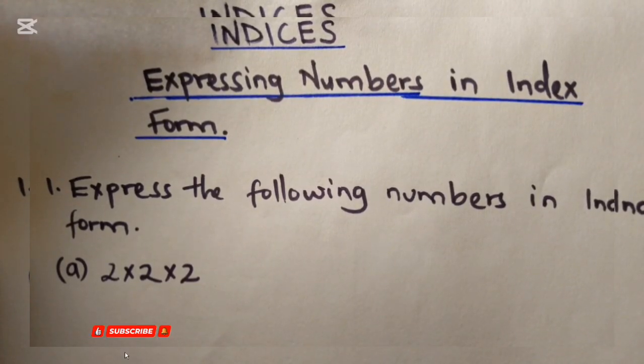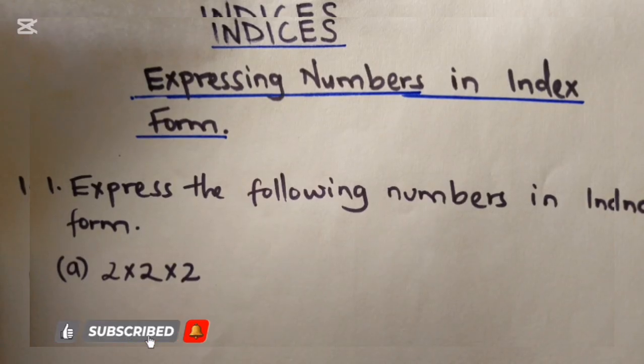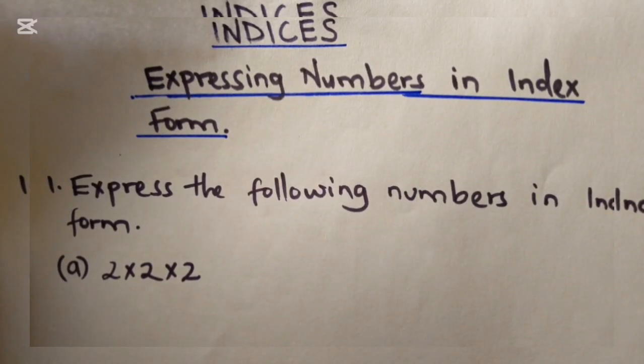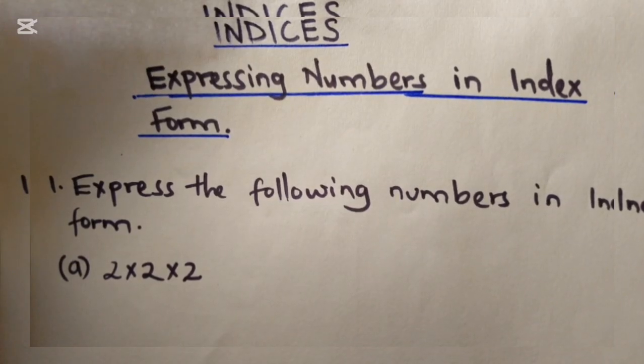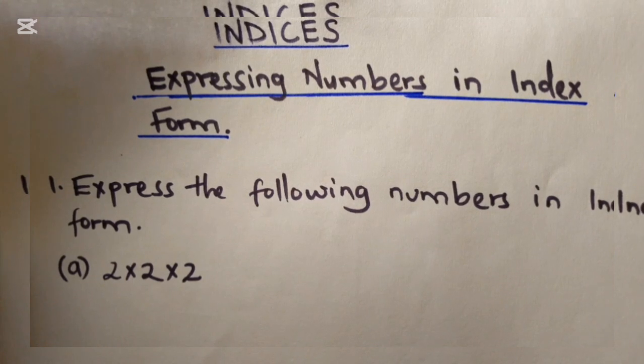As you can see, we are discussing indices, that is expressing numbers in index form. Index is the singular for indices, so the plural is indices. One is an index, when they are more, they are indices.